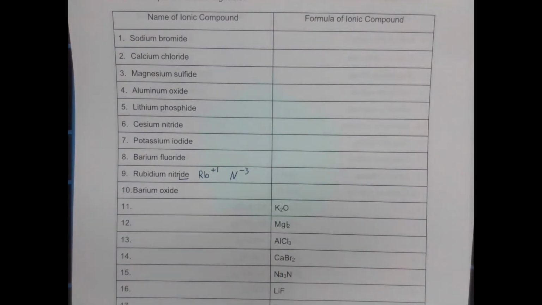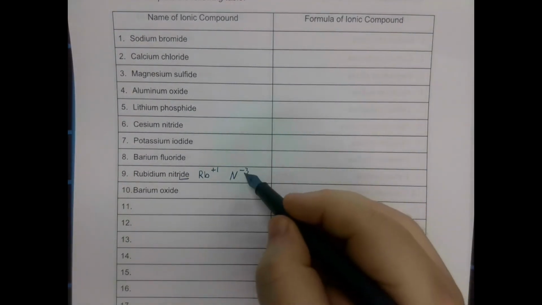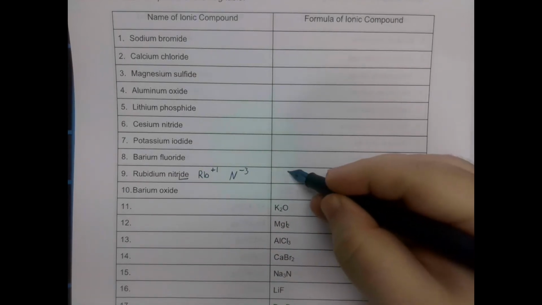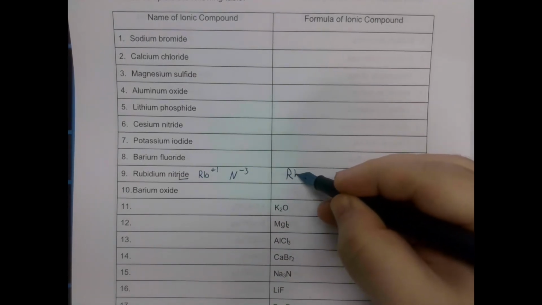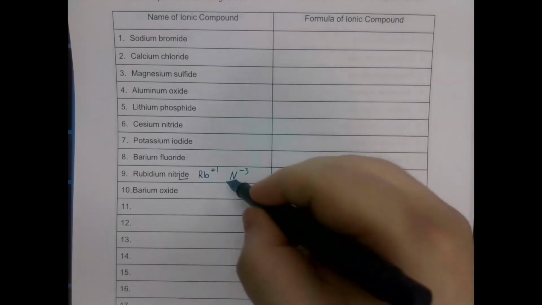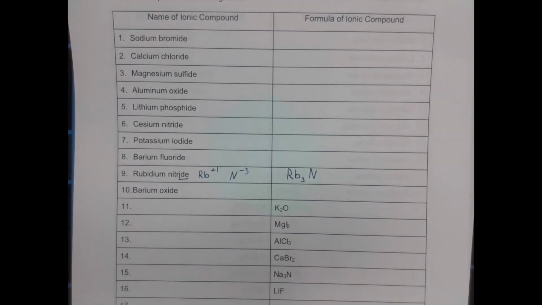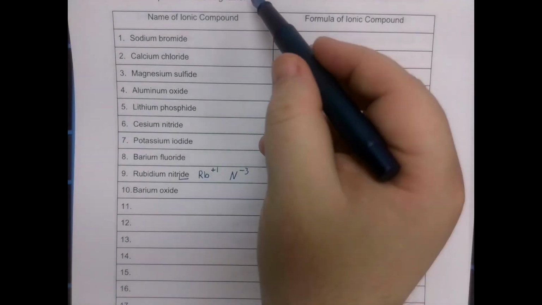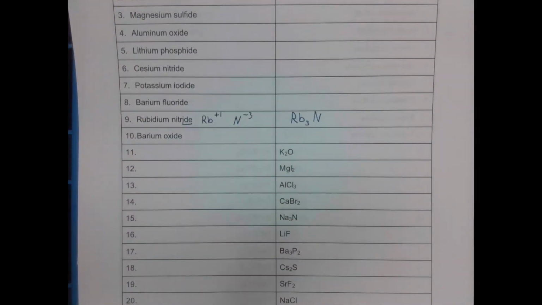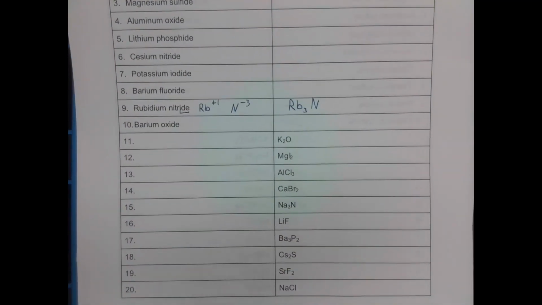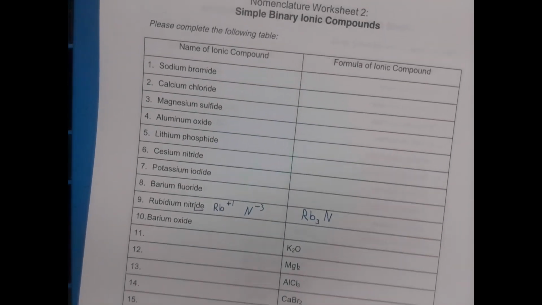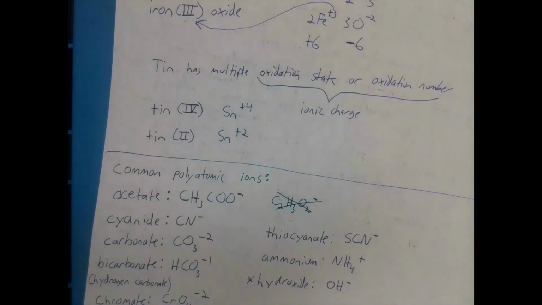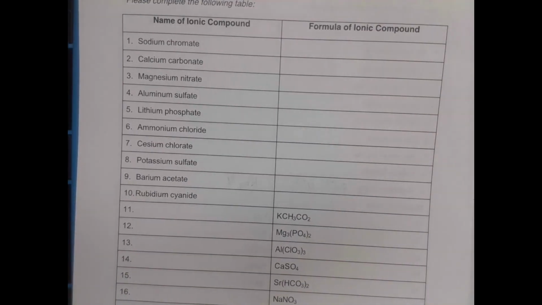And it becomes -3. So to counteract this -3 charge, how many rubidium atoms do we need? 3, and just 1 nitrogen. So the formula would be Rb3N. And this first section is all binary, so they're only two-element compounds. This would be the easiest one to do.